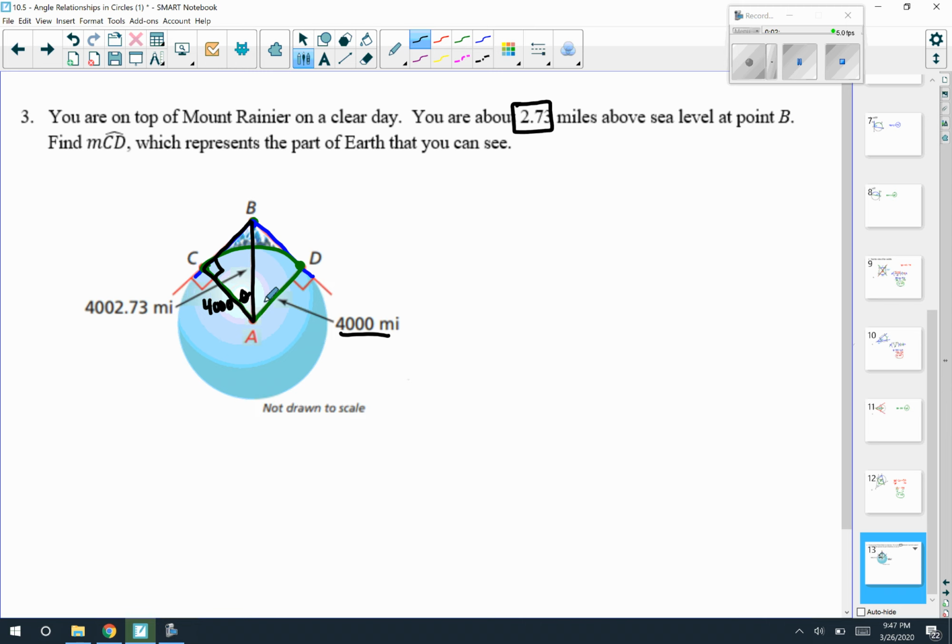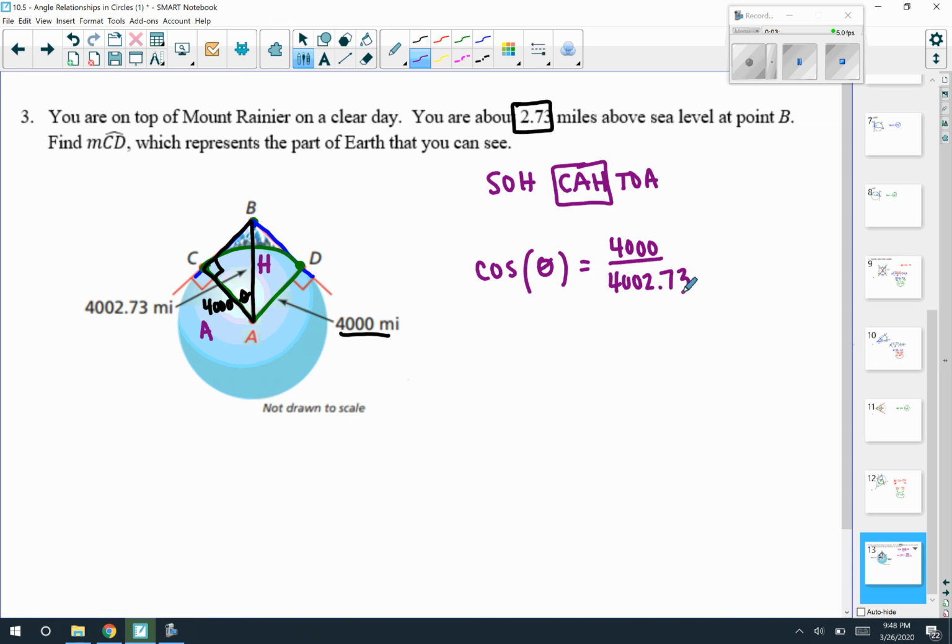If we go back to chapter 9 a little bit, if I've got theta as a reference angle, I know that the 4,002.73 is my hypotenuse, and the 4,000 is my adjacent side. So if you're thinking about your SOH CAH TOA, adjacent and hypotenuse is a cosine. So I'm going to set up the equation: the cosine of my angle, I don't know the angle so I'll put theta, equals the adjacent side over the hypotenuse.